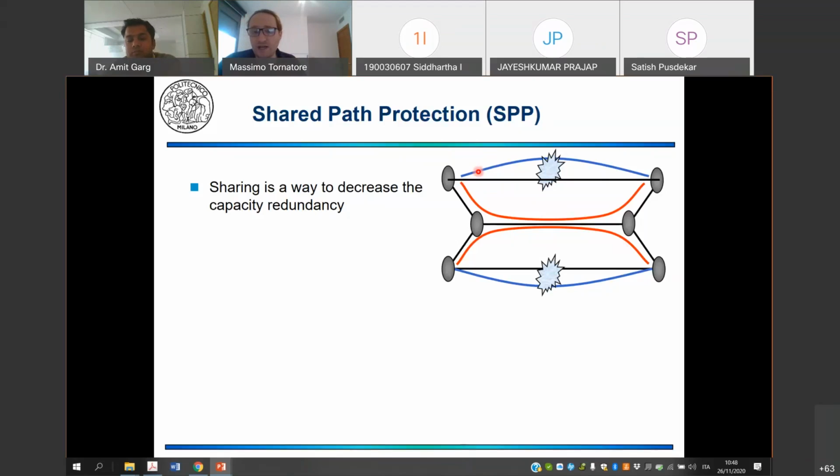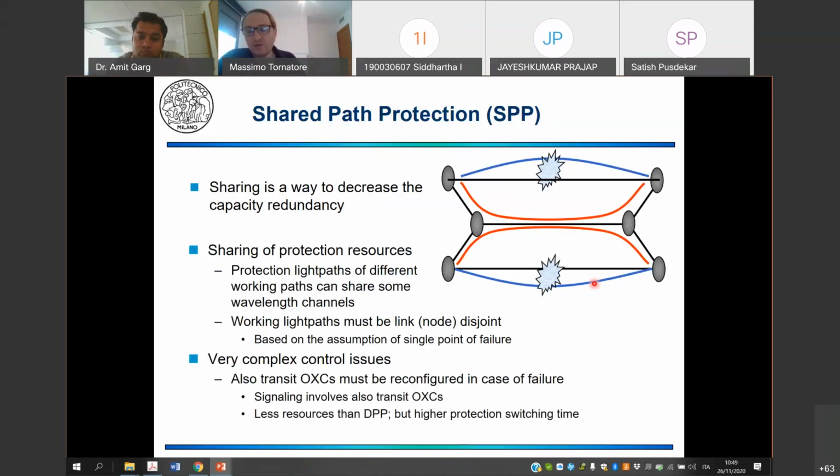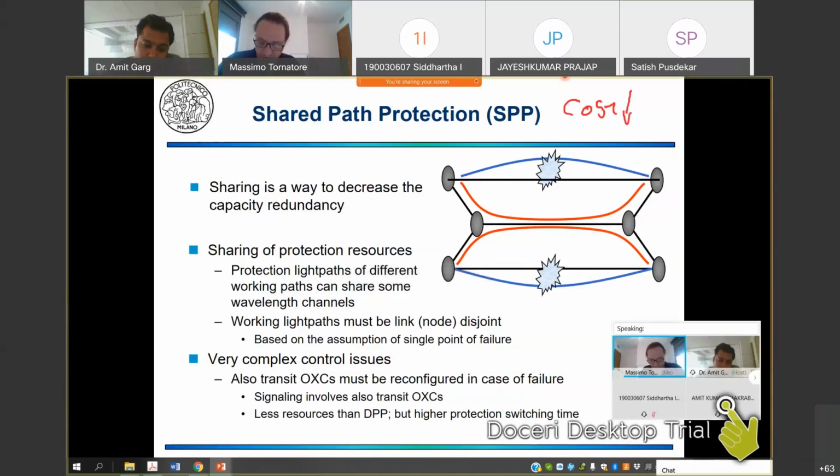So in this case, for example, the two working paths do not share any link, and so they are considered to be failure disjoint. Okay, so shared path protection is an evolution of dedicated path protection in which the backup capacity can be shared among link disjoint working paths. So this obviously allows us to decrease the cost. Okay, so the cost of shared path protection goes down. What goes up is the protection switching time.